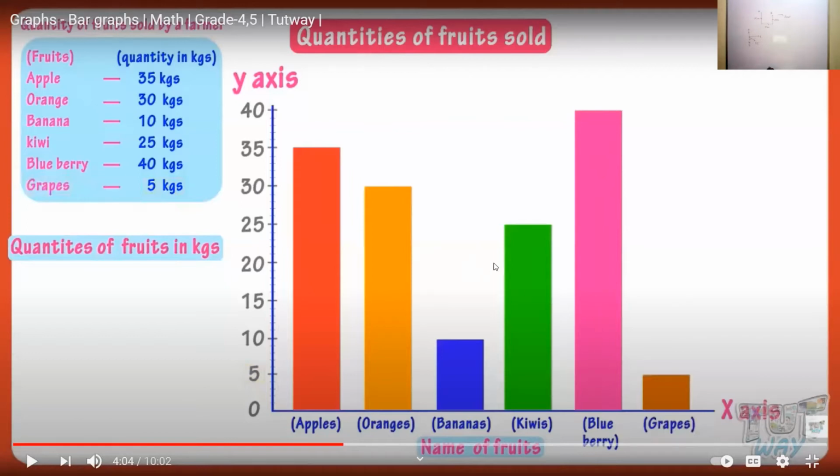Okay, next question. Can you tell me which fruit was sold the least? Which fruit was sold the least? Grapes. Grapes, not grapes beta, grapes. Okay, so the fruit that is sold the least is grapes in this case.